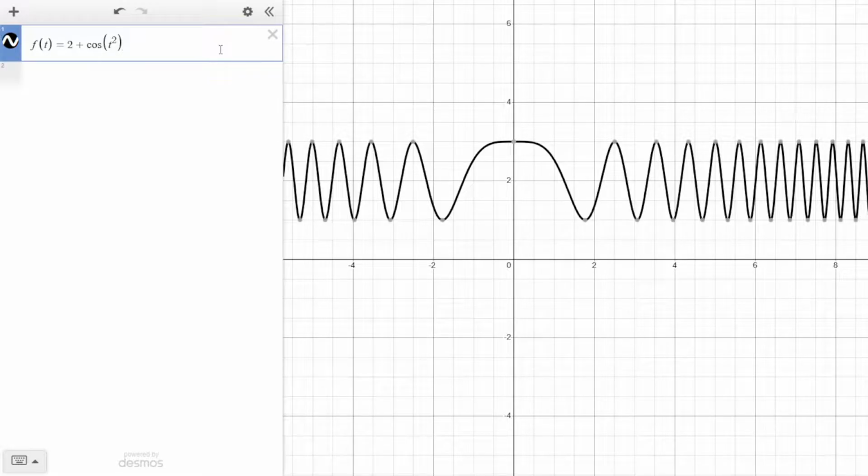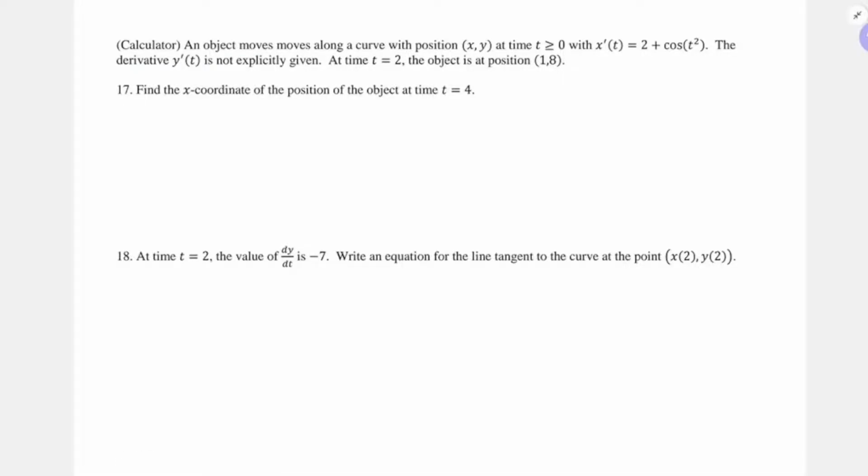And the derivative of y, y prime, is not given; at time t equals 2, we've got the position of the object. It says find the x coordinate at time 4. We've got the x coordinate at time 2, so x of 4 equals x of 2 plus the integral from 2 to 4 of x prime of t dt.